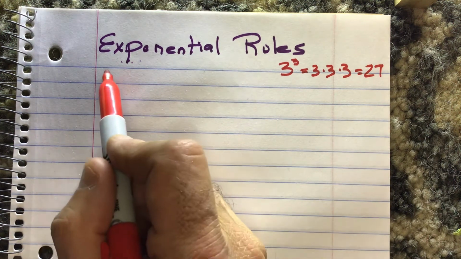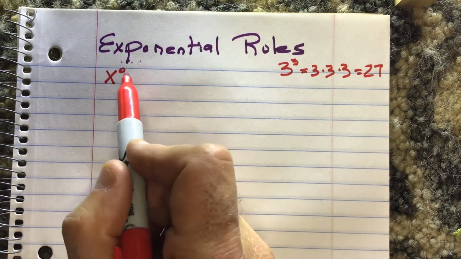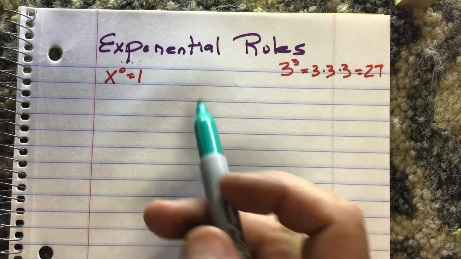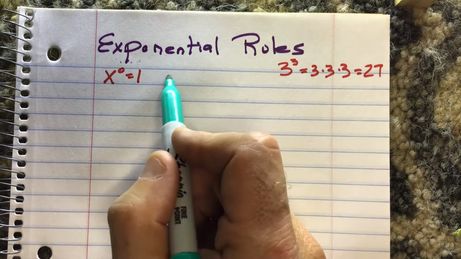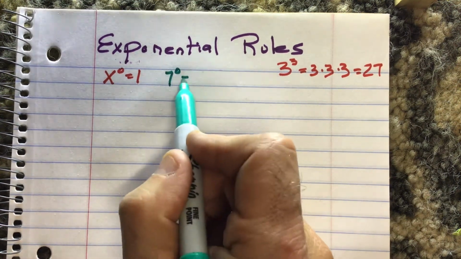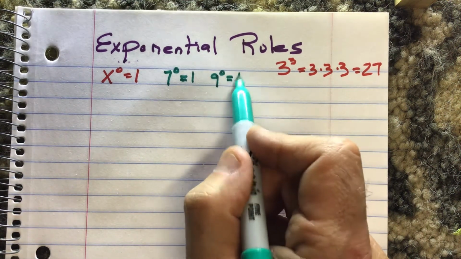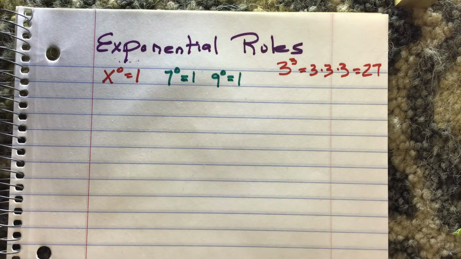The first one is that anything to the 0 power equals 1. That's just a rule worth remembering. I'll explain why in class, but for now I'm just telling you what the rule is. If you had 7 to the 0 power, it equals 1. Or 9 to the 0 power, it equals 1. Anything to the 0 power equals 1. So that's the first rule.